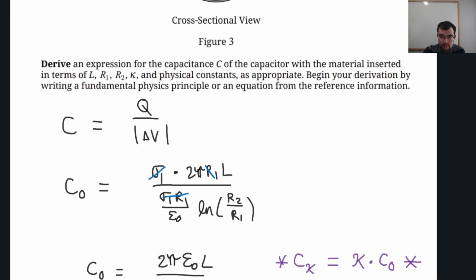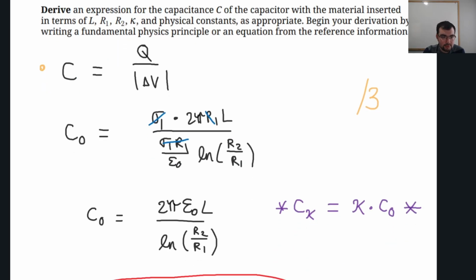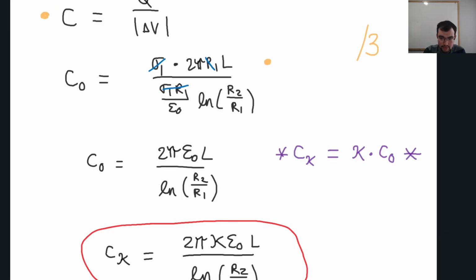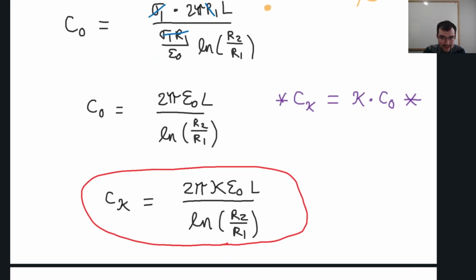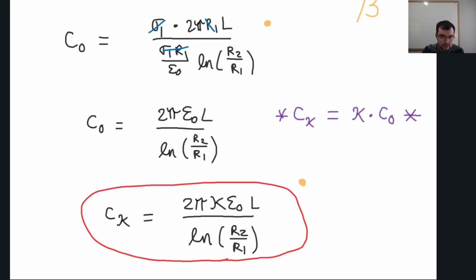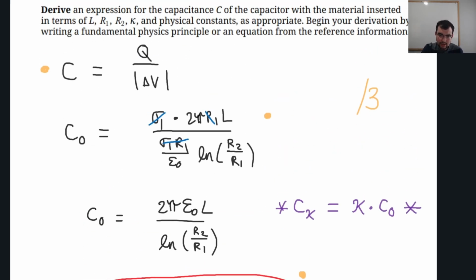Now for B, this is a 3-pointer. You get a point for a valid expression of potential difference, capacitance. You probably get a point for a consistent substitution for Q and delta V using your previous expression. And then you likely get a 3rd point for an answer that shows kappa being multiplied. Again, not totally sure that's how it will be distributed, but I really think it's that way. I imagine you get a point for understanding that kappa is increasing the vacuum capacitance.